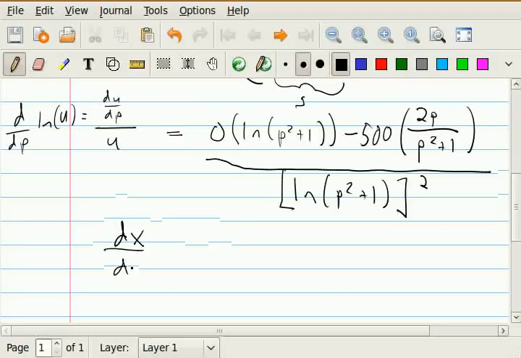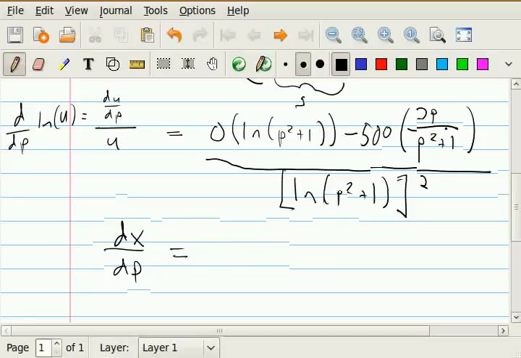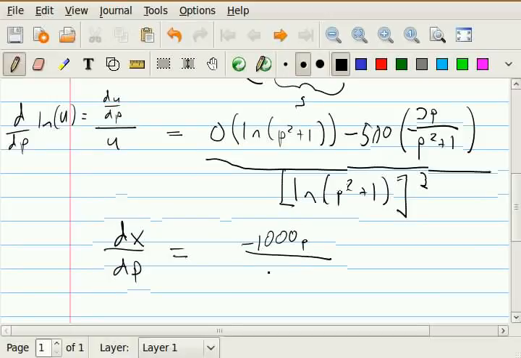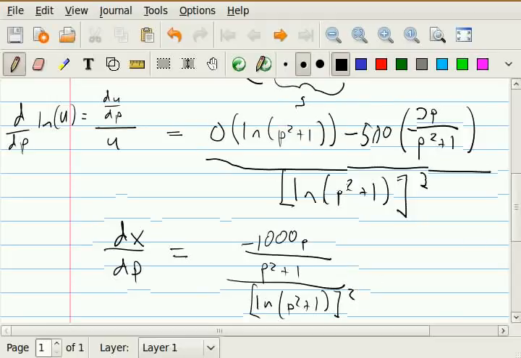dx/dp. The thing we're asked to find is, well, I can simplify things a little bit. I can write this as negative 1000 p over p squared plus 1, all over natural log of p squared plus 1, that whole thing squared.